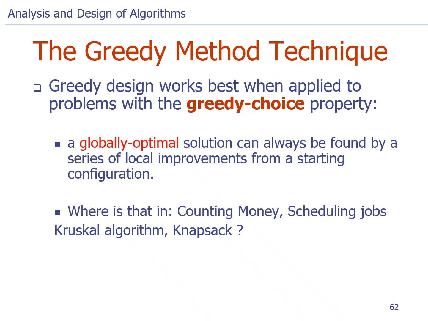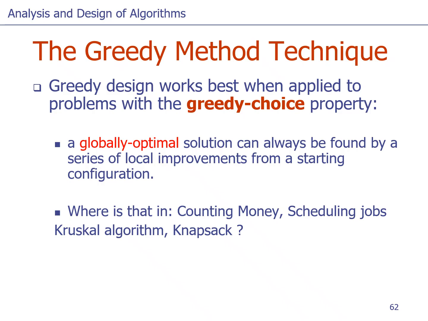But the ones that will give you an optimal solution are those where you know that every decision you make is taking you towards a globally optimal solution. This appeared several times in counting money, in the fractional knapsack, in the Kruskal minimum spanning tree. Every time we made a decision, we know that there is no way there could be a better decision. We are doing the best that can ever be done.